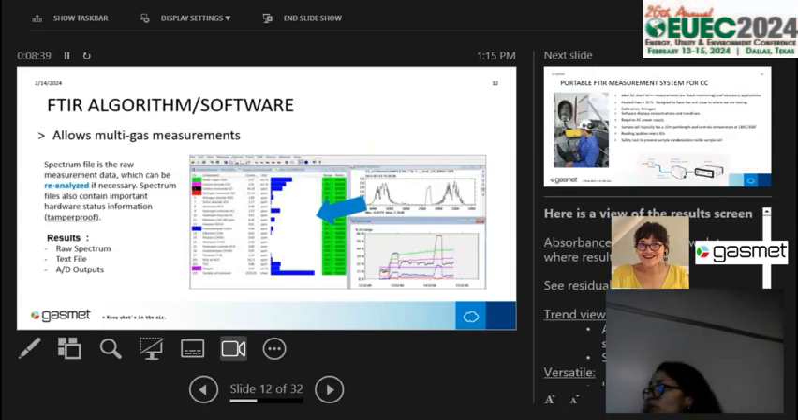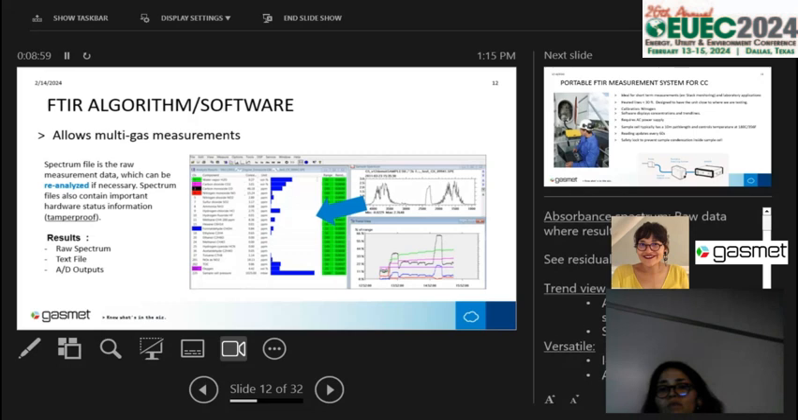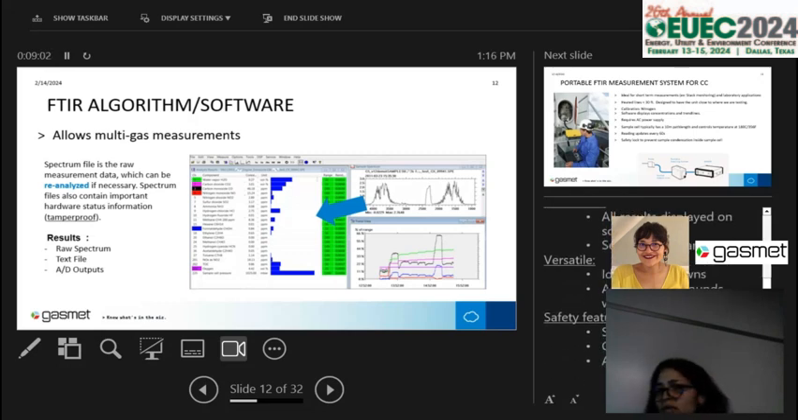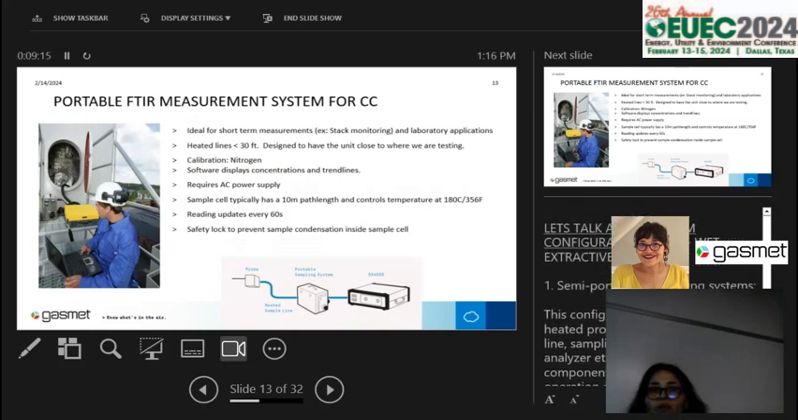The screen with results looks like this. Everything comes from the absorbance spectrum, which is here. It's the raw data. And here's the residual result that I was mentioning before, which is a quality assurance statement on your results. There is a trend view with a concentration profile over time for every component in the system. As I was mentioning, this is a versatile system that allows you to identify new compounds and add them into your library. And it has safety features like service requests, concentration alarms, and automatic flushing, etc.